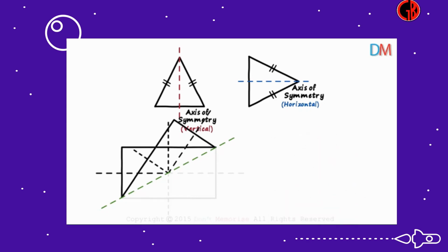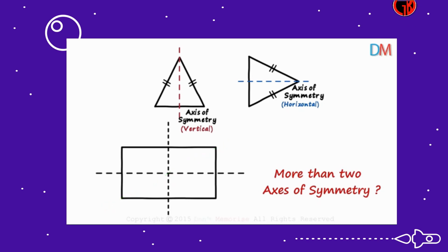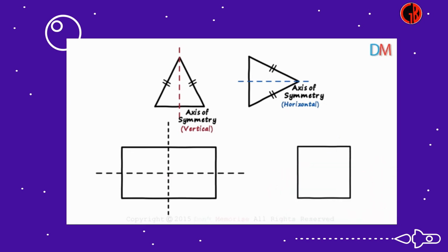Okay, here's another question for you. Can a figure have more than two axes of symmetry? If yes, then which figure? Again, the answer is yes. Take the example of a square. All its sides are equal and all four angles are right angles.